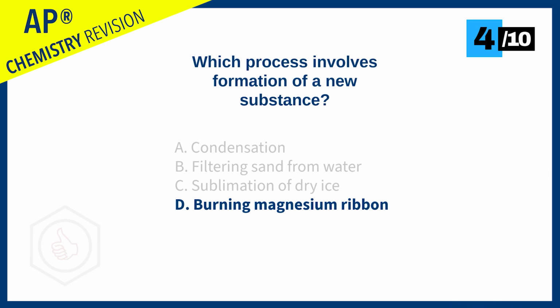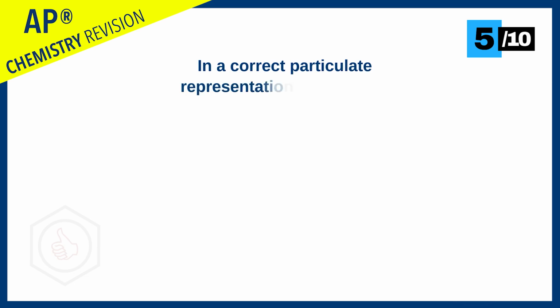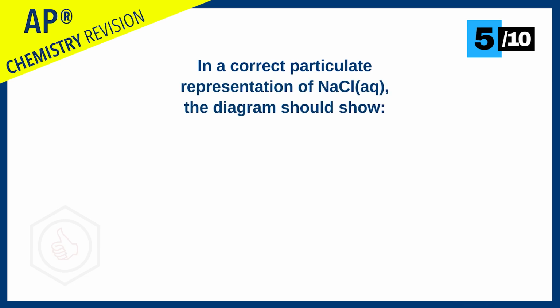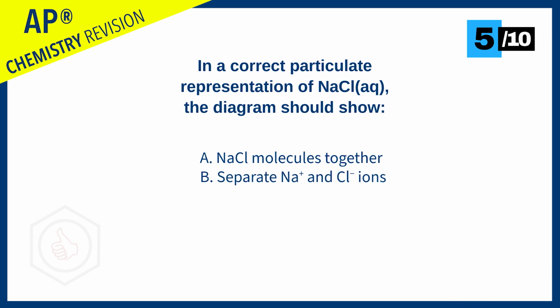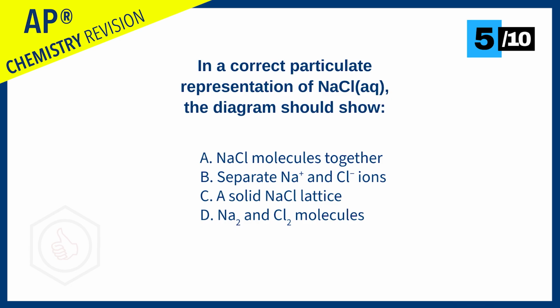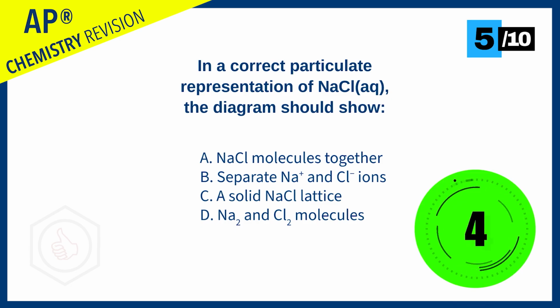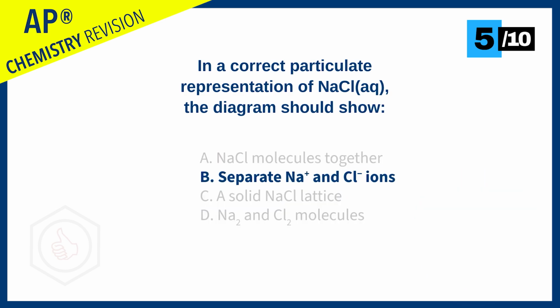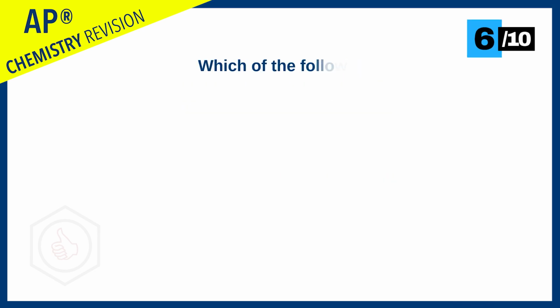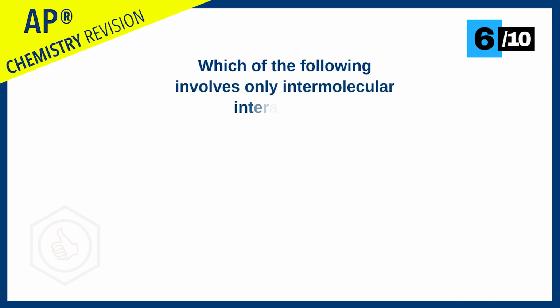In a correct particulate representation of NaCl aqueous, the diagram should show NaCl molecules together, separate Na+ and Cl- ions, a solid NaCl lattice, Na2 and Cl2 molecules. The answer is separate Na+ and Cl- ions, because sodium chloride is dissolved in water if it's aqueous, and the ions in the ionic lattice have broken apart from one another and are freely moving around in solution, separated from each other.